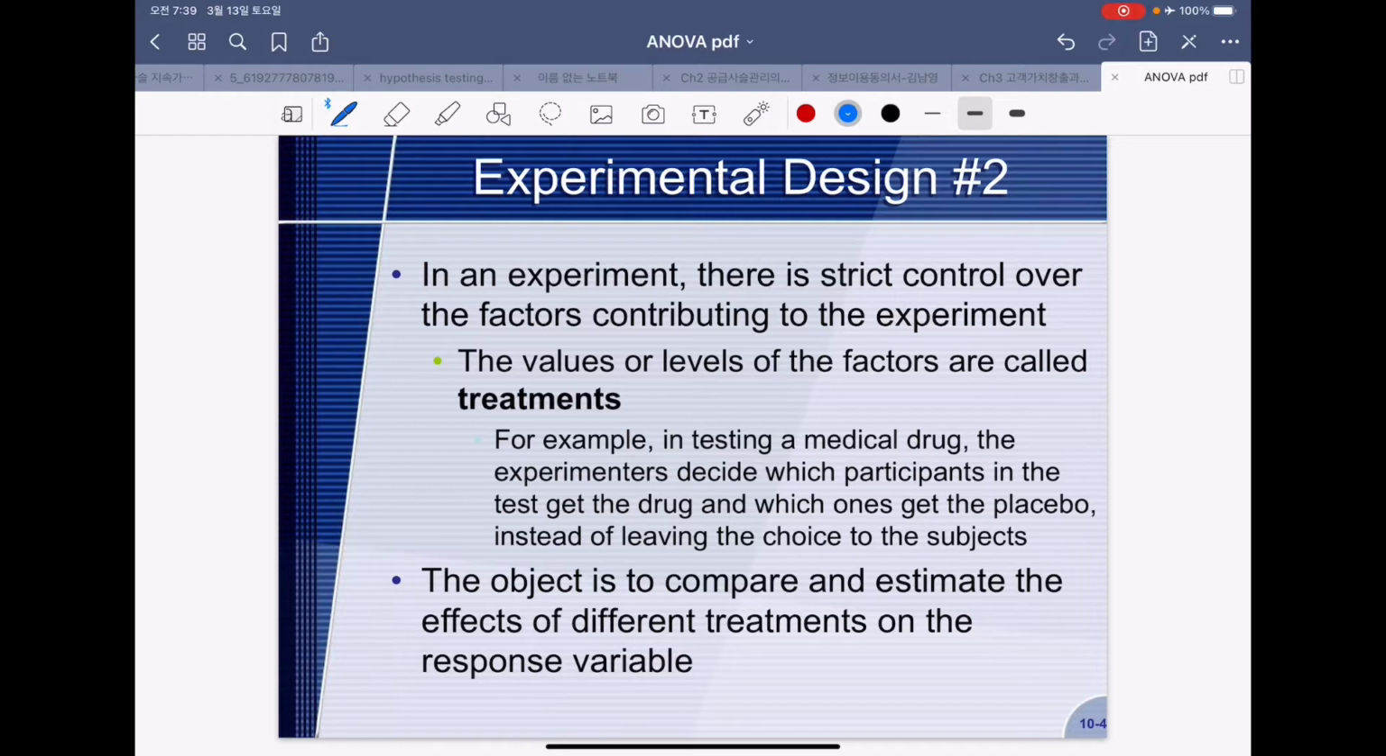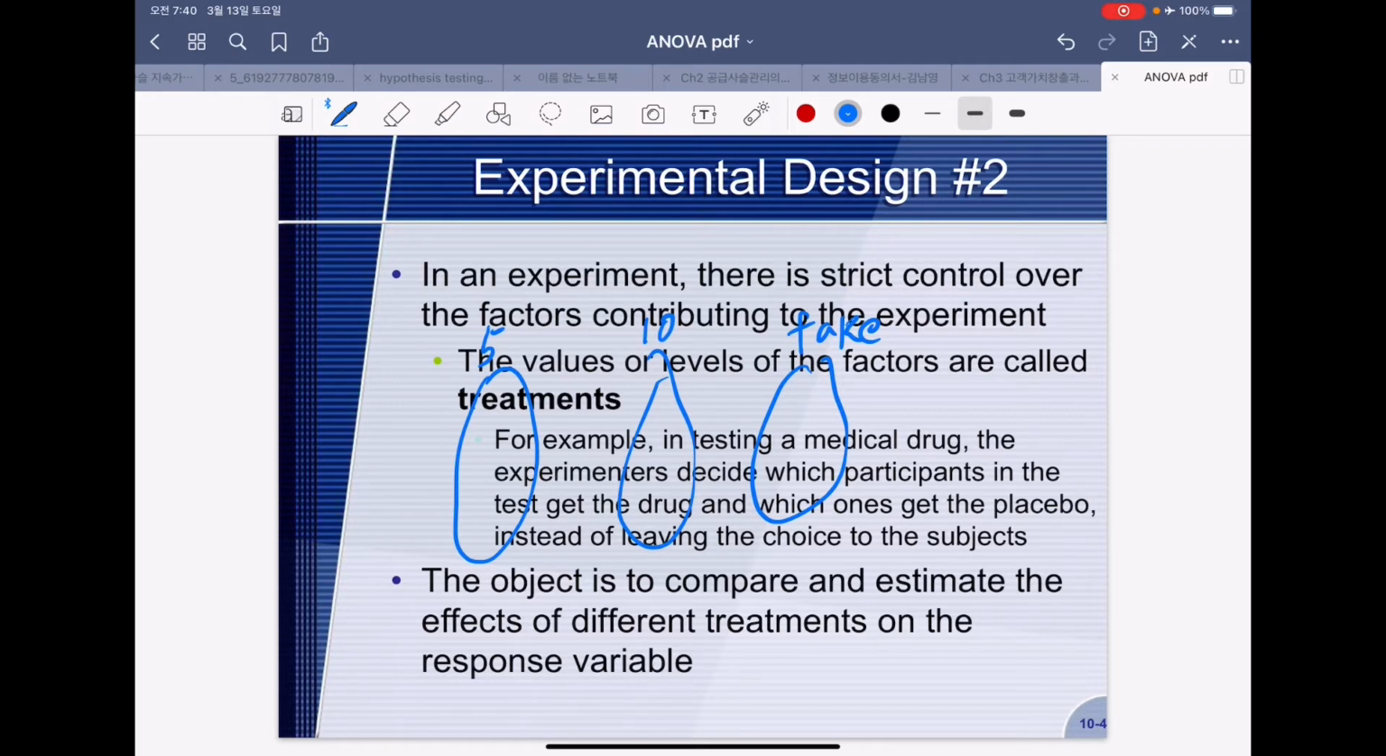Suppose they conduct an experiment where they have three groups of people, and each group will be given a different dosage of the new drug, right? So suppose this group is given 5 milligrams of dosage, and this one is given 10 milligrams of the new drug, and the last one is given a fake drug. This one is sometimes called a placebo.